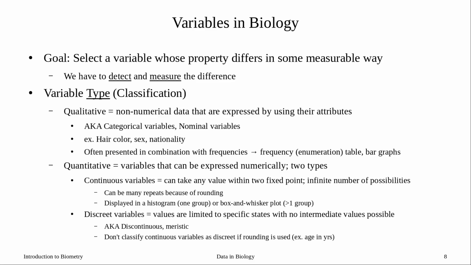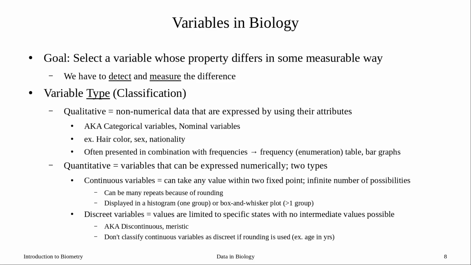We went out and measured them in some way, either measured them or counted them, and their measurement or count is a number. So of these quantitative variables, we can have continuous or discrete variables. Continuous variables can take any number between our two fixed points. So we have an infinite number of possibilities.